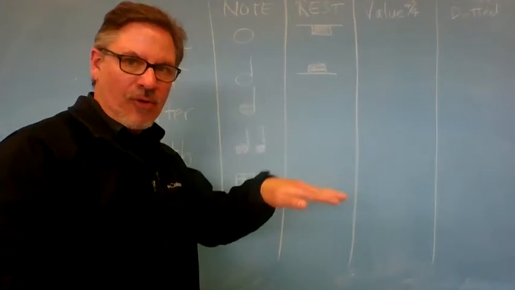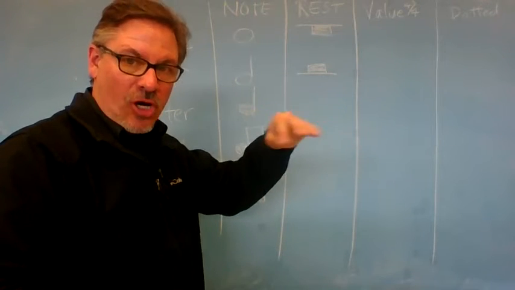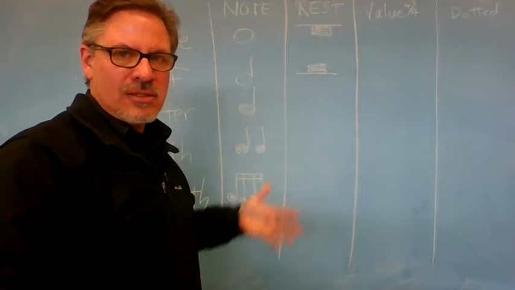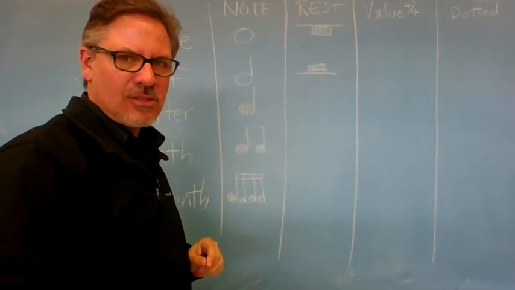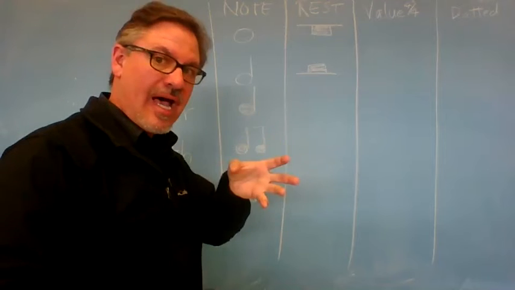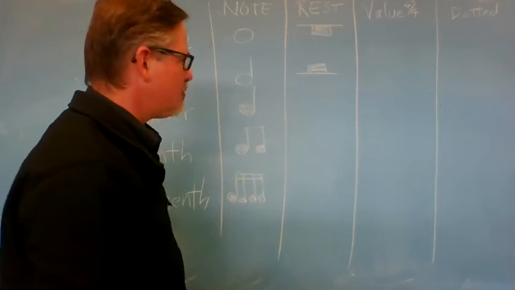The half rest rises from the third line. So it comes up from the third line and is darkened in. We call this the half rest, and it kind of looks like a top hat. So we say hat, half, try to make the sounds familiar.